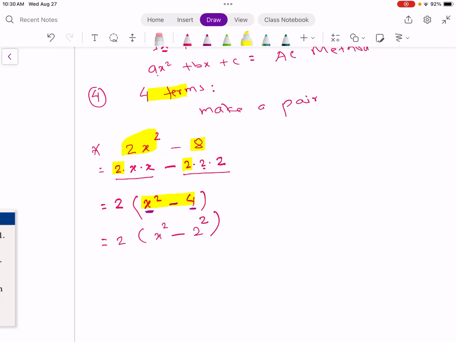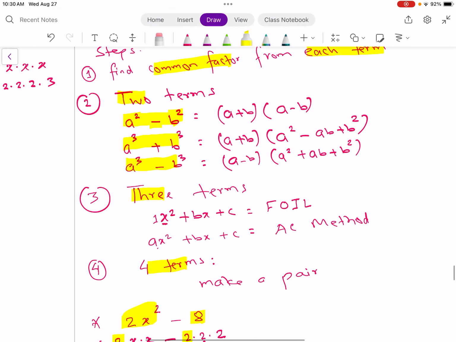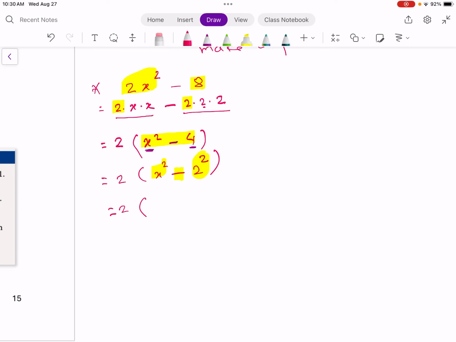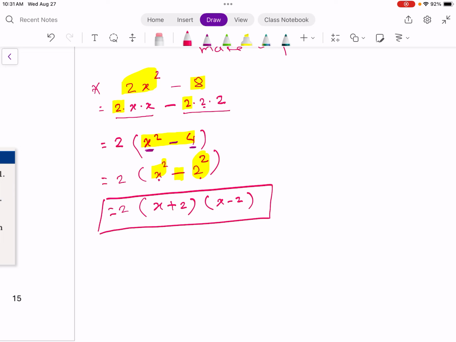Now we have a difference of 2 square terms, and if we have a difference of 2 square terms, these will be the factors: the sum of those two terms and the difference of those two terms. So this is 2 times, now forget the square, the sum of x and 2, x plus 2, times the difference of x and 2, x minus 2. And these three are the factors of the given polynomial. Any question?